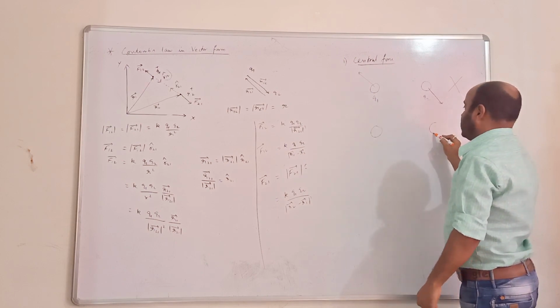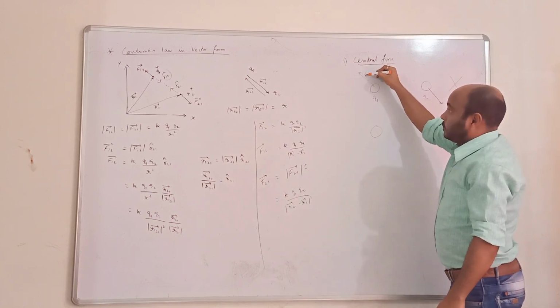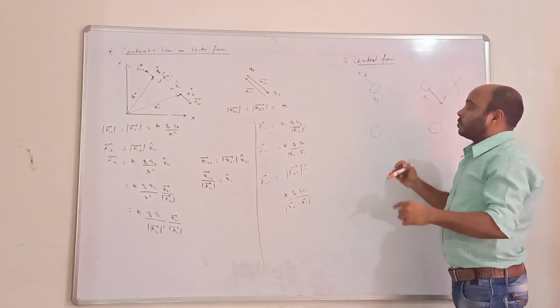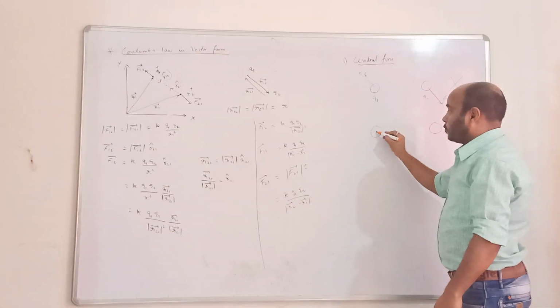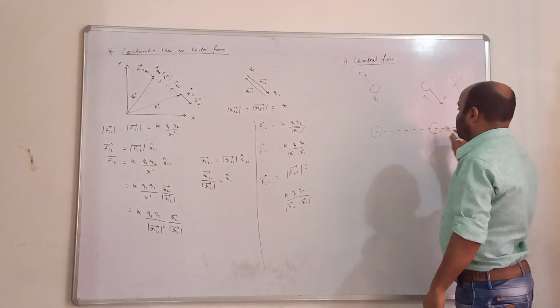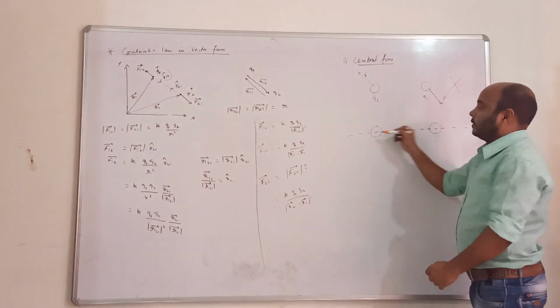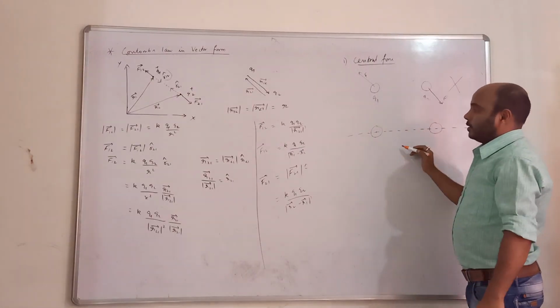What does Coulomb's law say? Coulomb's law says the force which will be exerted, here the force is going in this direction. This is force. This is force. But Coulomb's law said the force is a central force. Central force means what? If you join both the centers of the charge, the force will act in this line. It cannot act anywhere. It will act in this line.